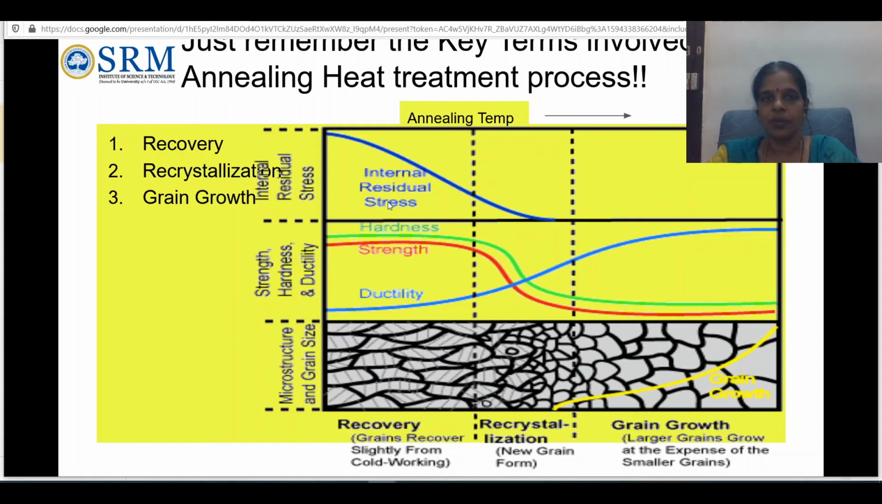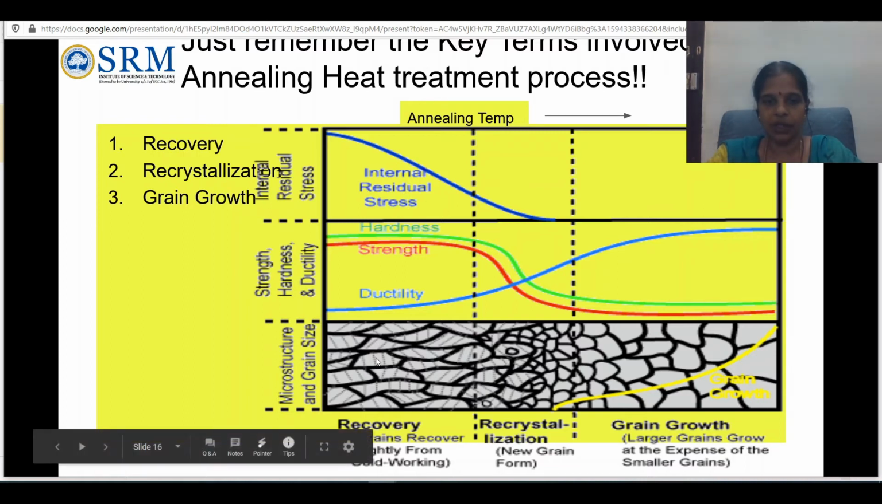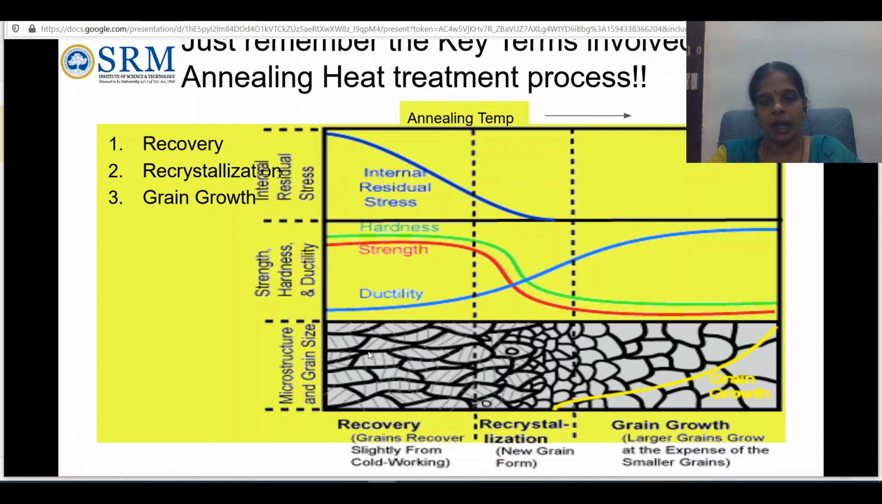Once you are doing cold working, at normal temperature, you are applying only mechanical force. You are just trying to change the shape of the product. So the initial residual stresses are higher here. You see the grains are getting distorted, and once you start heating it, what happens? The stresses start getting released. There the hardness and the strength are high, whereas the ductility is very low because the grains are elongated.